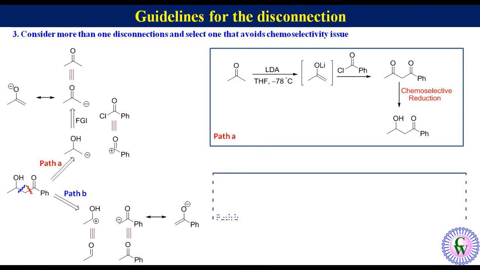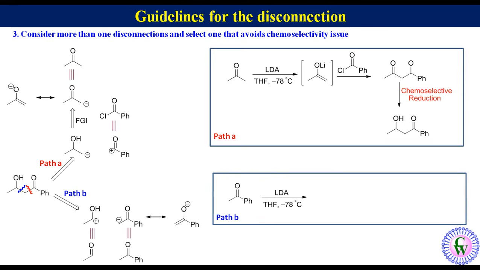If we follow path B, we will take acetophenone and then allow it to react with LDA to generate an enolate. The enolate will be allowed to react with acetaldehyde to produce the target molecule. Here we can see that path A requires chemoselective reduction in one of its steps, while B is free from such a chemoselectivity issue. So, the disconnection shown in path B is better to follow.